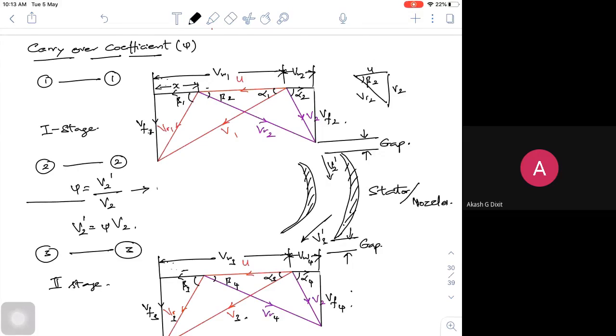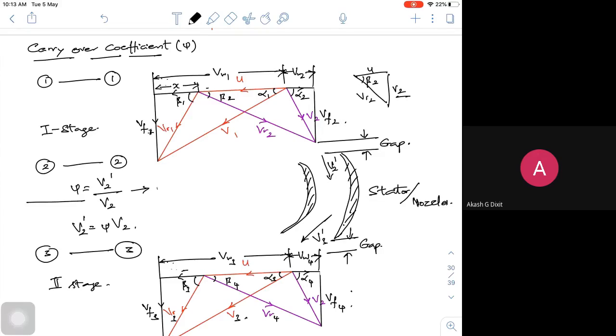So I can write VR2 square or V2 square. I want to write in terms of V2 square. V2 square will be equal to the addition of the square of the other two sides, that is VR2 square plus U square, minus 2 times U into VR2 into the cosine of that particular angle. Fine, so that is the formula.